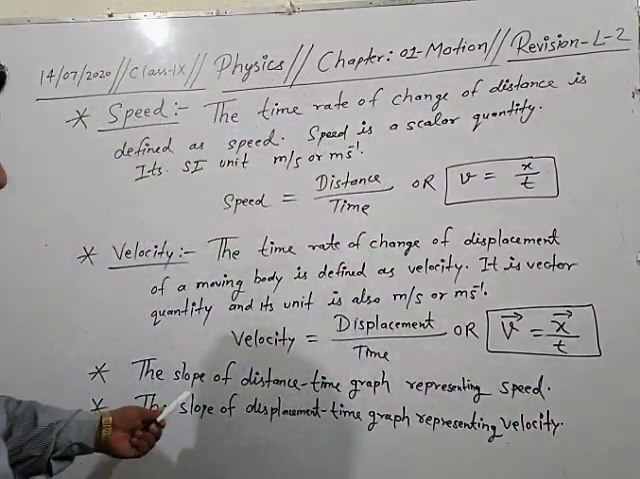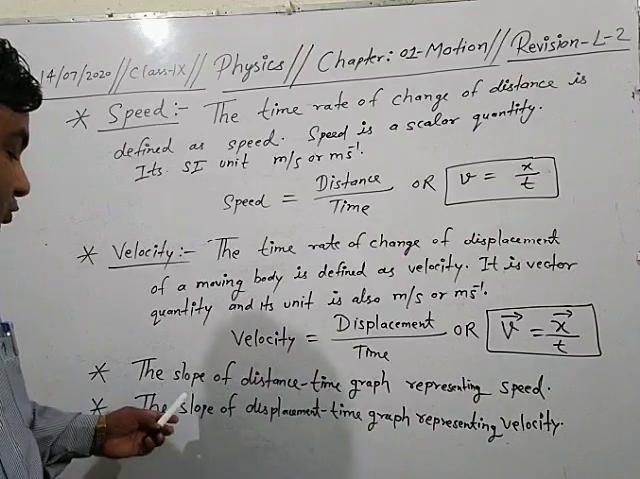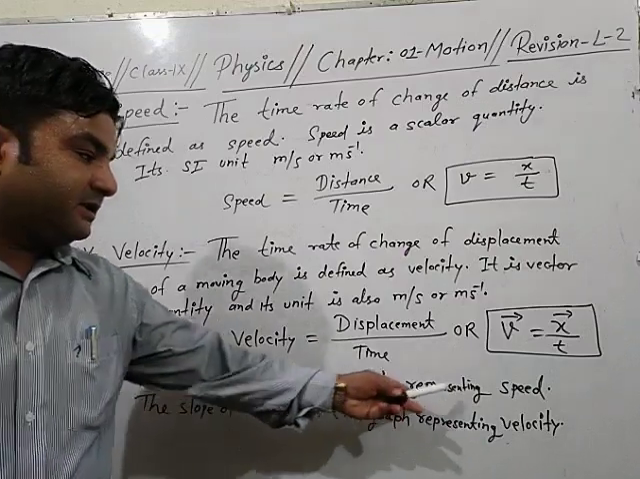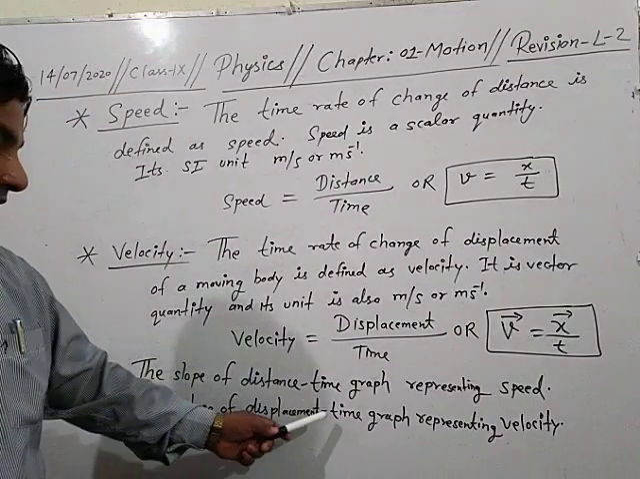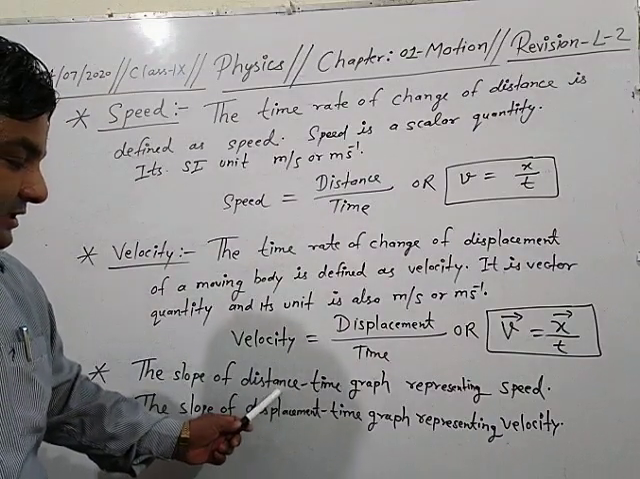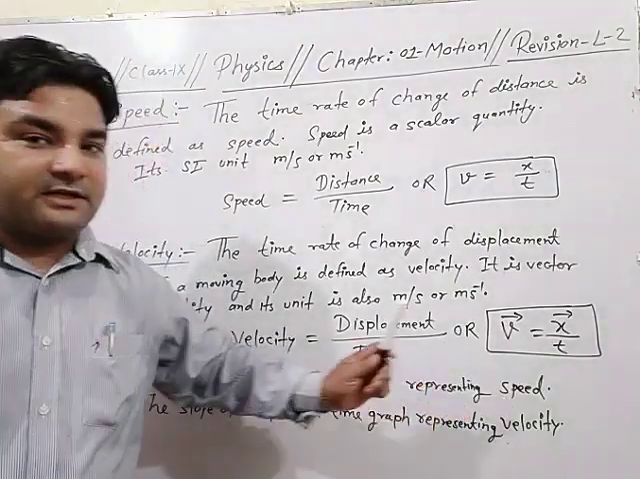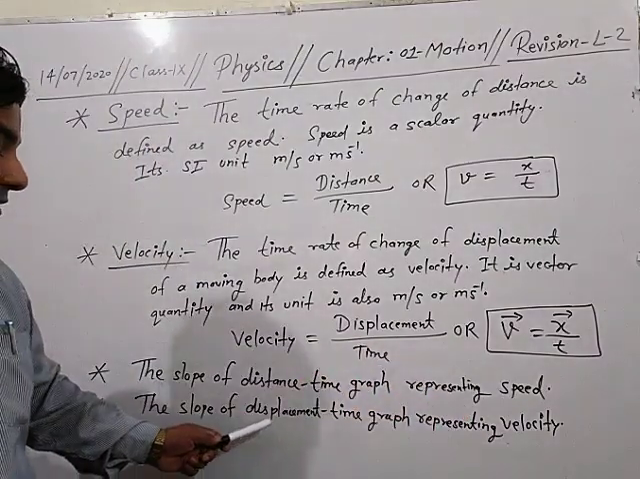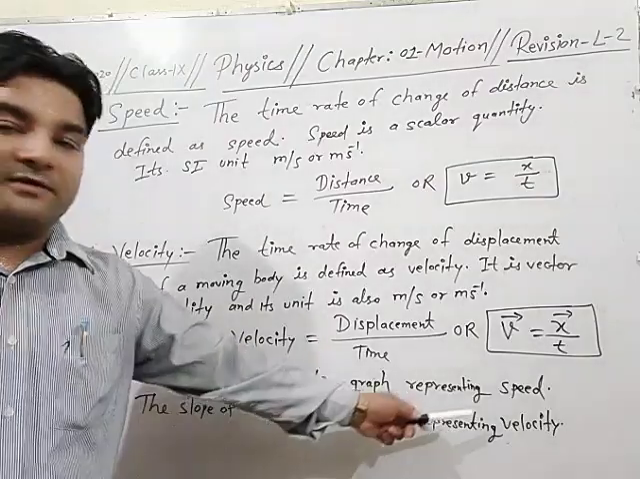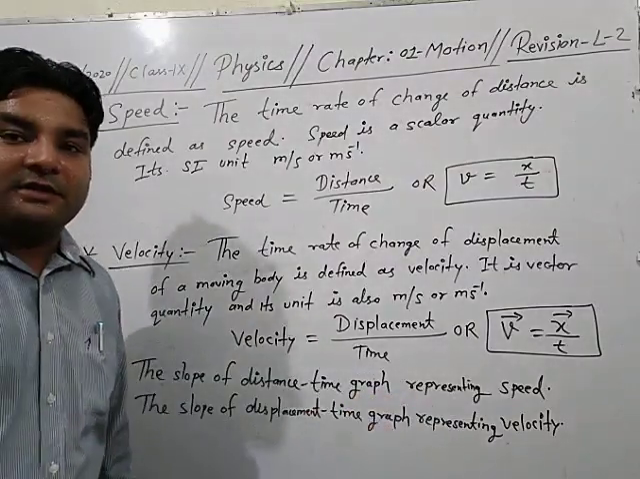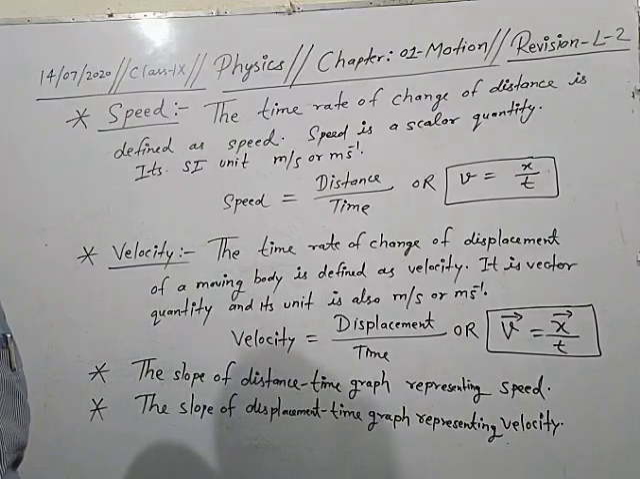The slope here means the angle concept. The slope of the distance time graph represents speed, and the slope of the displacement time graph represents velocity. Whenever it is distance, that is scalar, then speed is scalar, and whenever it is displacement, that is a vector. So the slope of the displacement time graph represents what? Velocity, also a vector quantity. Just note down, very simple concept.